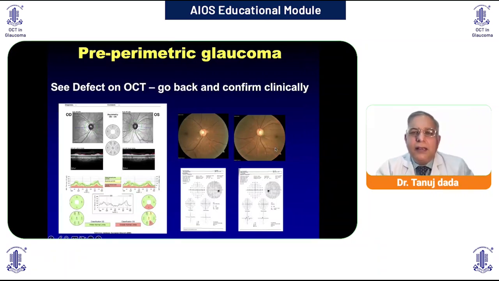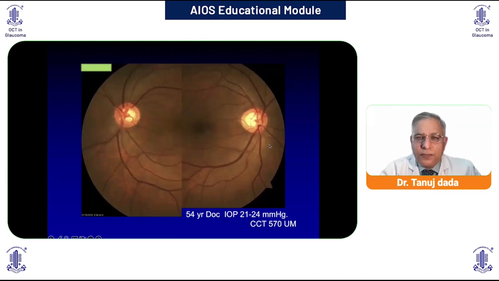And again, if you take the multicolor photograph, you will definitely see this RNFL defect. So now you are sure this defect is not spurious, it is corroborating with your clinical information. So this is another patient.